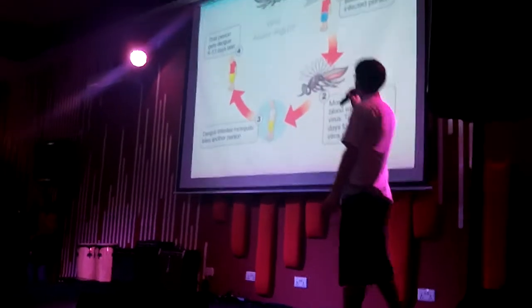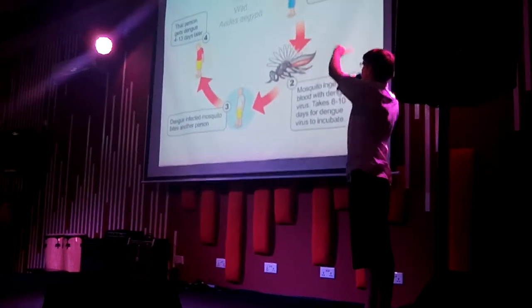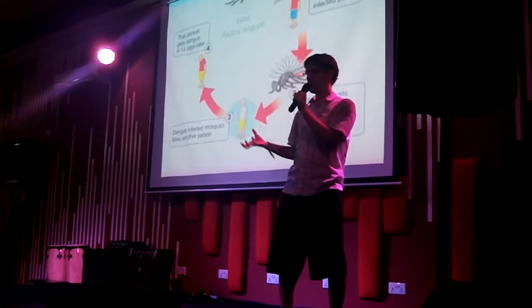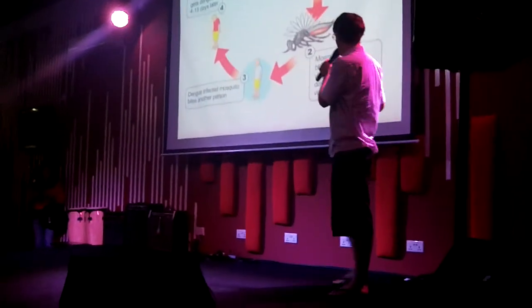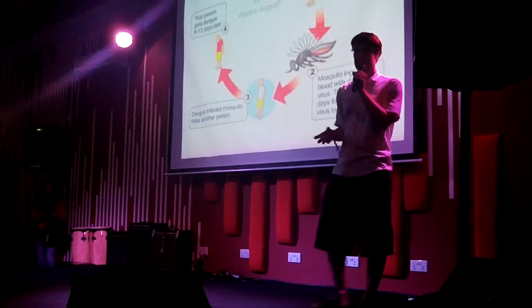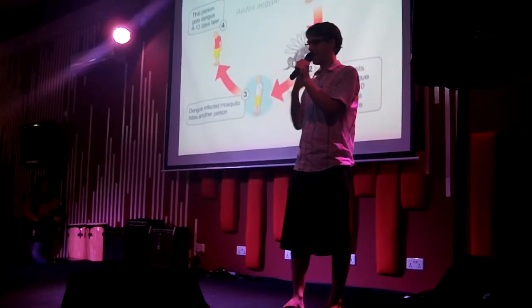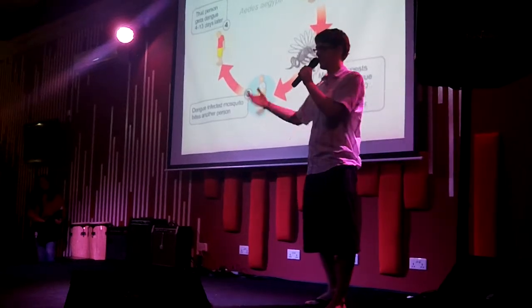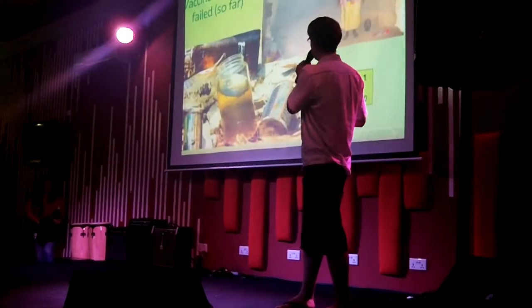Okay, the life cycle. So you have a mosquito here. It comes along and it bites somebody who already has dengue fever. So it takes in their blood with the little dengue particles. It takes about 8 to 10 days, and the dengue particles multiply. They move to the salivary glands. So then when the mosquito bites another person, it passes on the dengue like that.